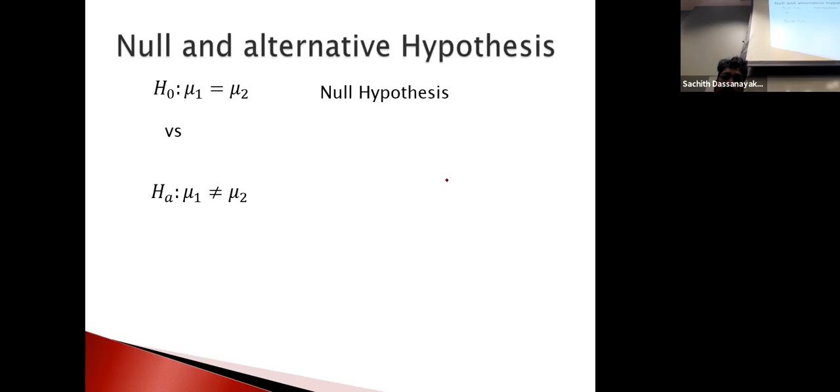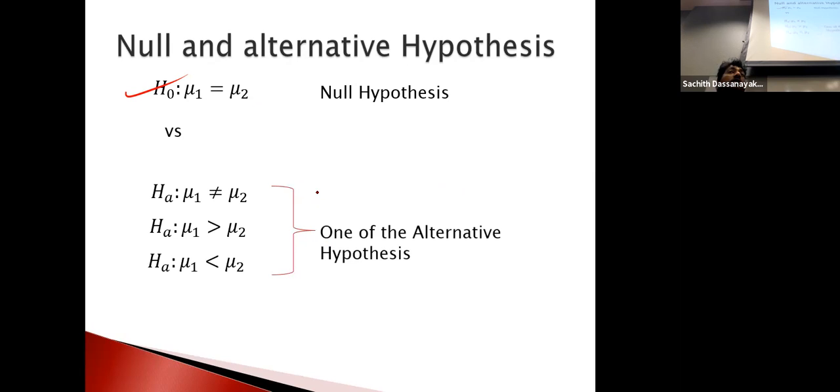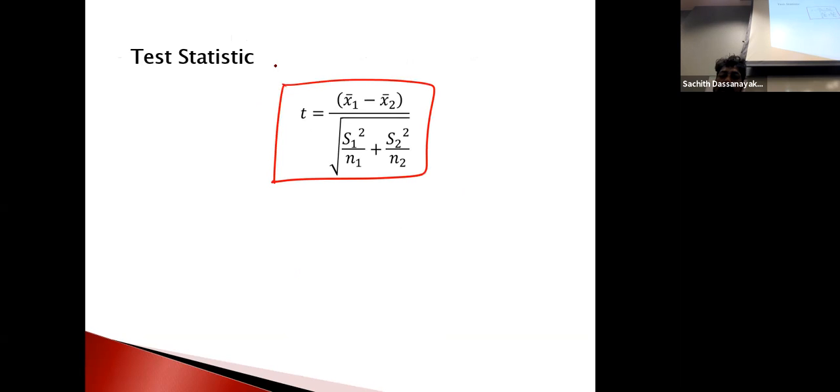So the null hypothesis is always mu1 equals mu2. The alternative hypothesis can be three cases: based on it, it can be a not equal, greater than, or less than case, one tail or two tail. So the test statistic again, this one is your test statistic under H0. That's why we don't have mu1 minus mu2. Under H0, mu1 minus mu2 is 0.